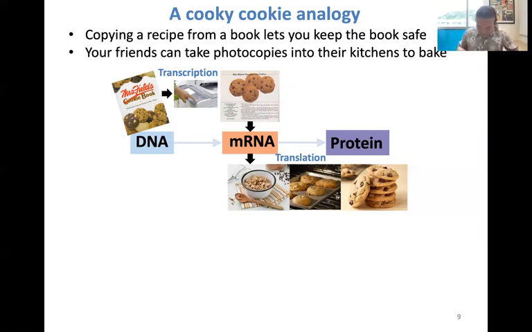Now I have crumbs all over here. I'm going to get roaches in my office.